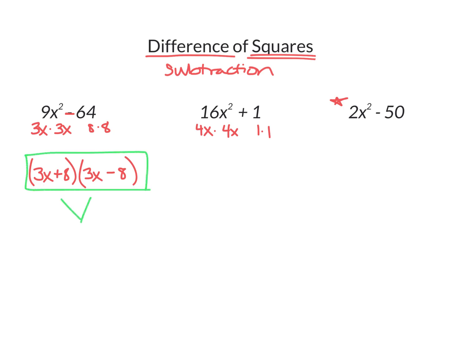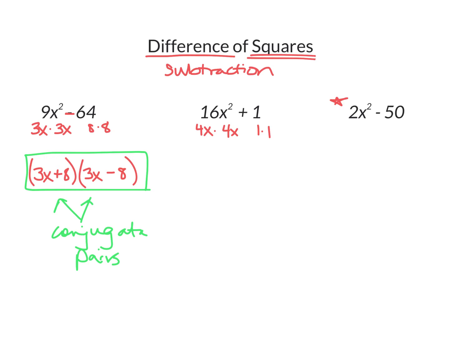I would make a note to yourself that these right here are called conjugate pairs. That word is going to come back and is something that you need to know. So they create conjugate pairs. This next one does break apart because they're perfect. Notice that you've got 4x, 4x, 1, and 1.